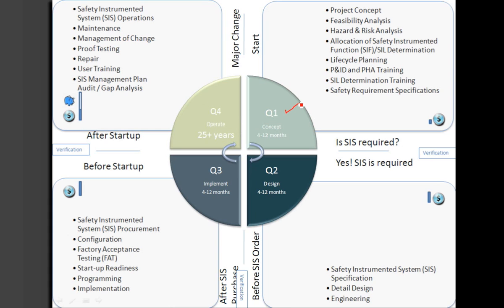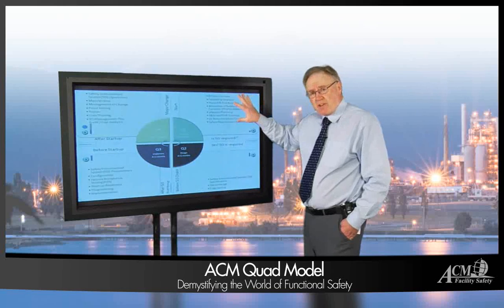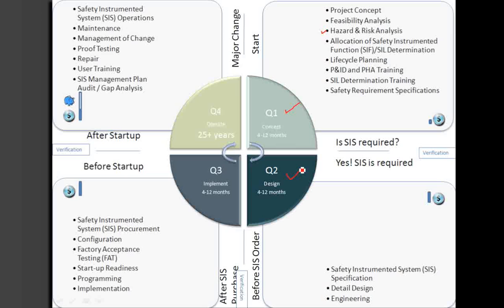Quadrant 1 is where we talk about, for a new facility, how do we do assessment? How do we assess the risks on that facility? Do we have enough safeguards in place? If we determine that we don't have enough safeguards in place, then we proceed to quadrant 2.